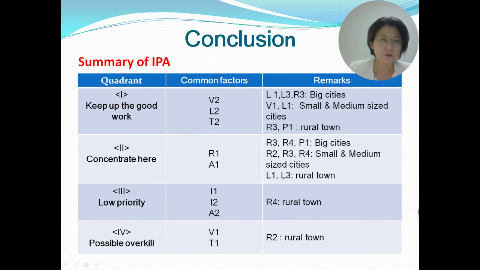In quadrant 2, concentrate here area, we can see differences of region type. Big cities and small and medium-sized city needed resource richness for intensive improvement effort, rich human and material resources of the community, professional education staff in community organization, etc. In rural area, they needed leadership. Leadership sub-factors are important and need intensive improvement efforts.